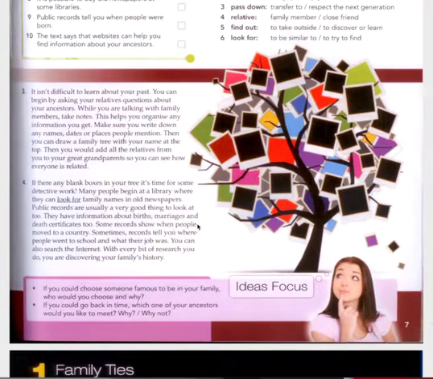Some records show when people moved to a country. Sometimes records tell you where people went to school and what their job was. You can also search the internet. With every bit of research you do, you are discovering your family's history. Okay?